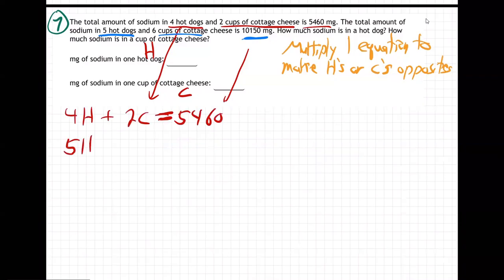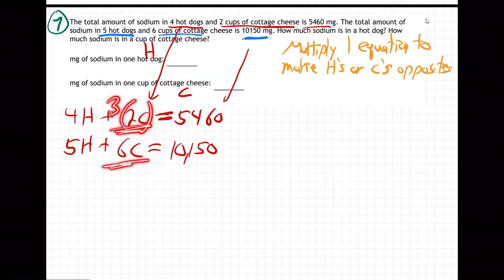And this was 5H plus 6C equals 10,150. Yeah, no, what we're doing is we're multiplying by whatever it takes. And I know that's a funny phrase. I just look at the 2 and I look at the 6 and I say, okay, what does it take to make them be the same number? Well, I got to multiply 3 times 2. Then it'll be 6, just like the other one. But it's got to be negative 3 because I've got to actually make it the opposite. So if I multiply by negative 3, that'll make it 6, and they'll be opposites.